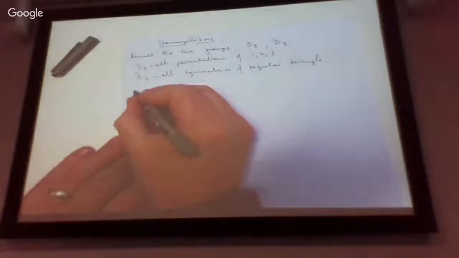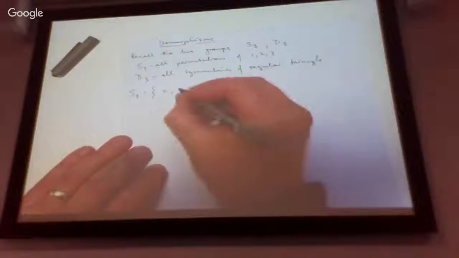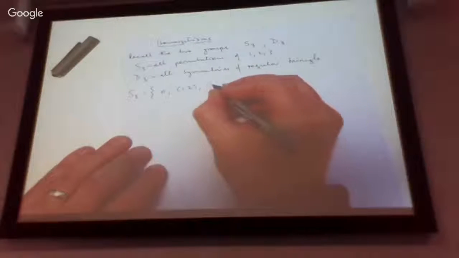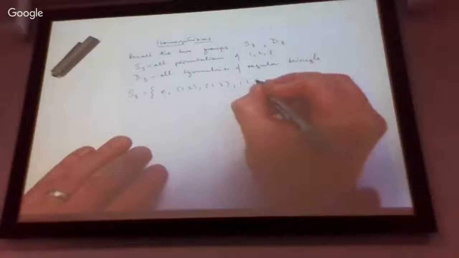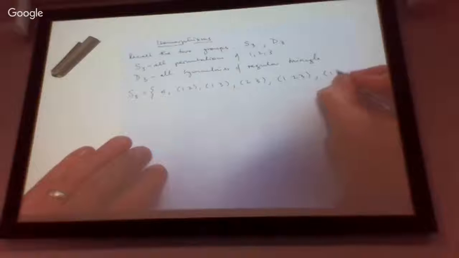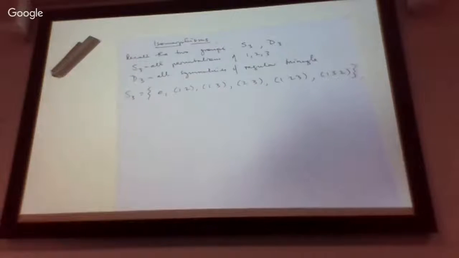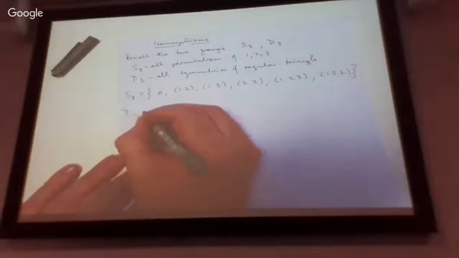Now we can list the elements in S3. There are 6 of them in total. There's the identity, there are 3 2-cycles, and then there are 2 3-cycles. So 6 elements in S3. D3 has 6 elements as well.